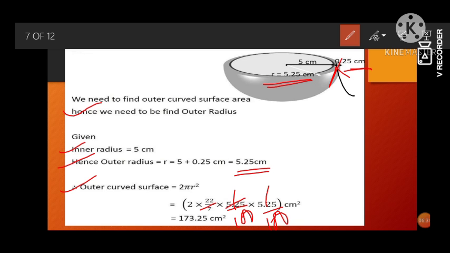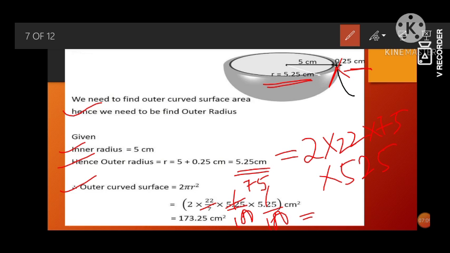7 and 525 are multiples of each other. So we can write 7 sevens are 49, so 35, so 75. So we can cut 7 and write 1, and 525 we can cut and write 75. Now no need to cross out the denominators. Let them be there, as the shifting of point will be easy. After this simplification, we will multiply 2 into 22 into 75 into 525.